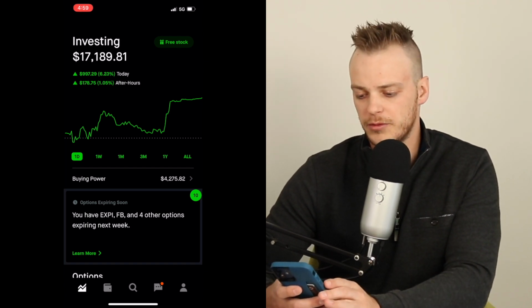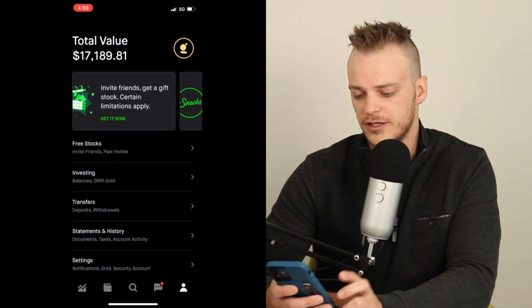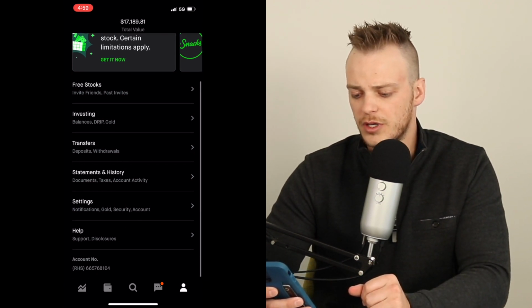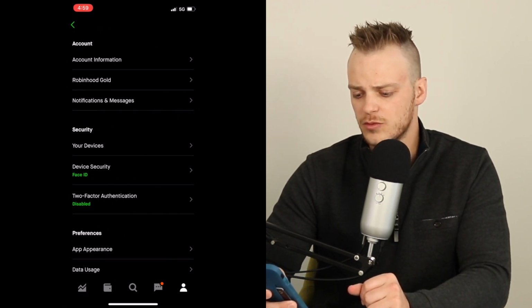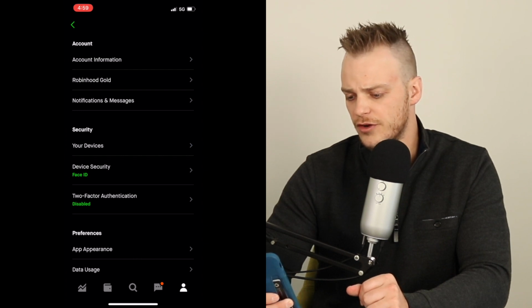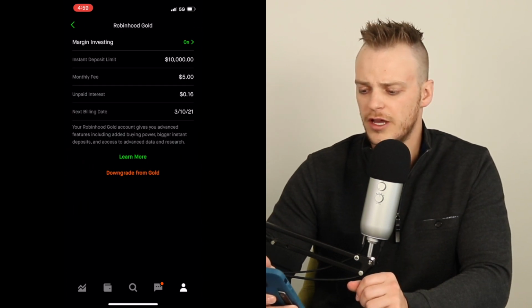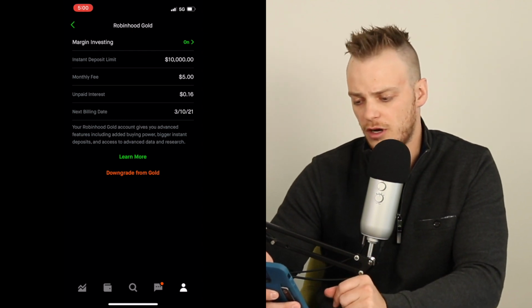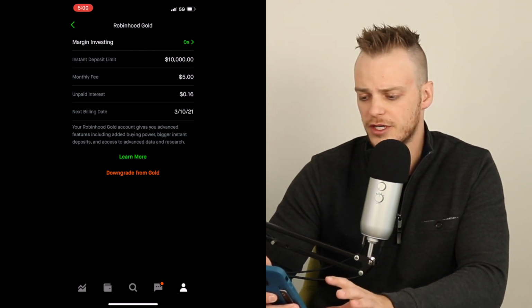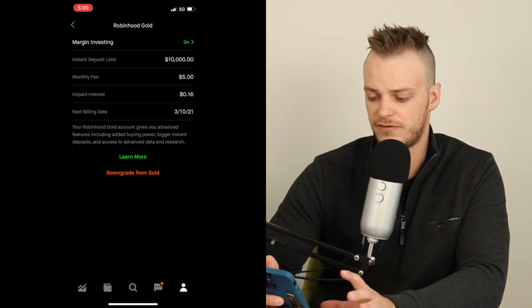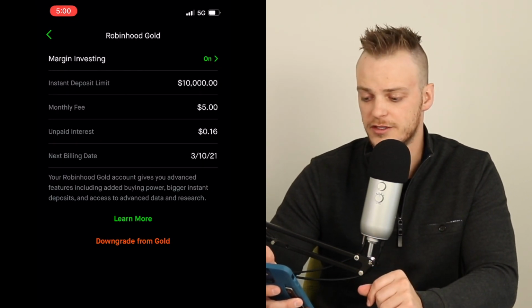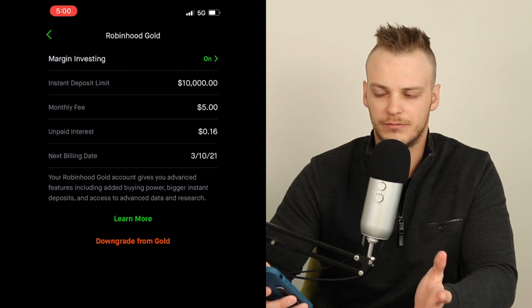Once you have your Robinhood account pulled up, you're going to come into the settings over here, and this is where you can see the settings for your account. We're going to click on Robinhood Gold, and this is where you can turn margin investing on or off. For my particular account, you can see the monthly fee is $5, and my unpaid interest on the account is 16 cents. Really not too bad. Basically peanuts for how long I held the margin in this account.